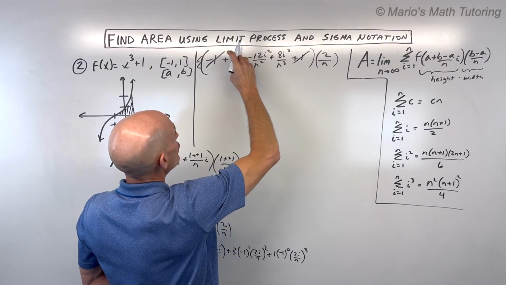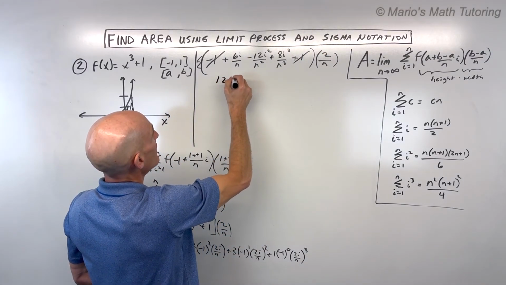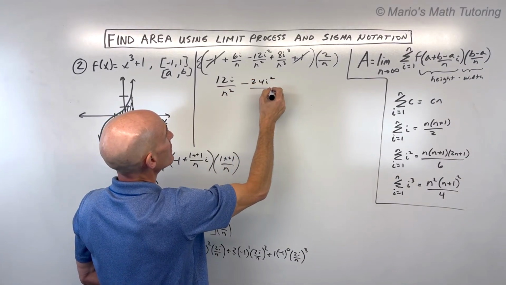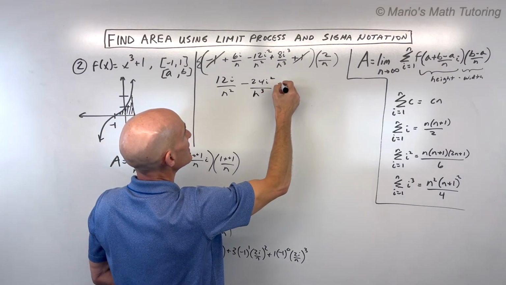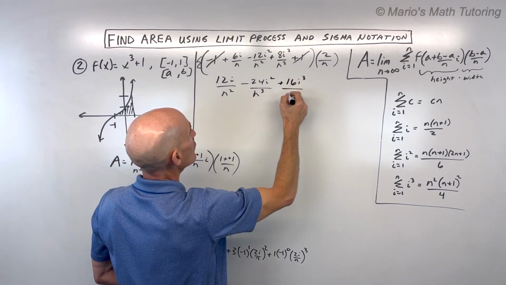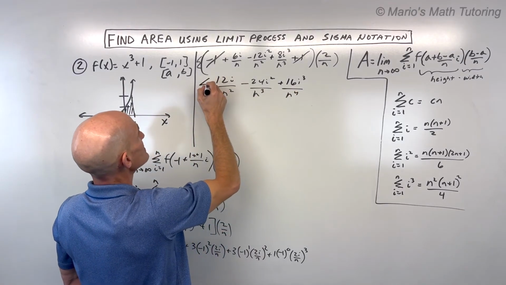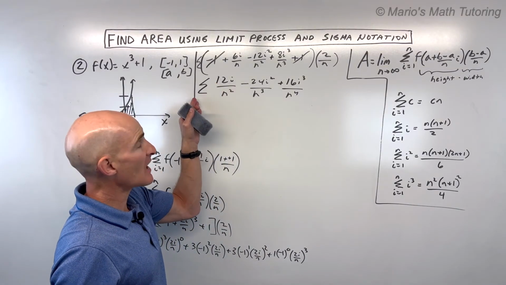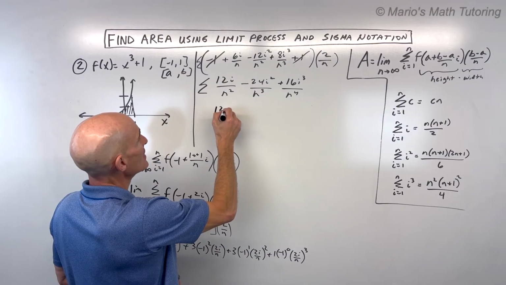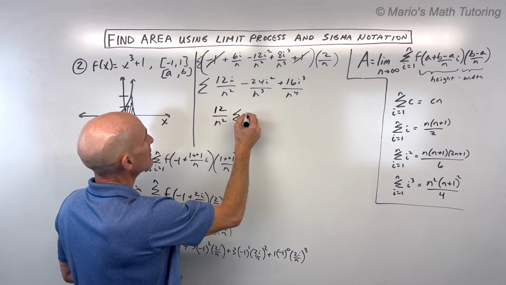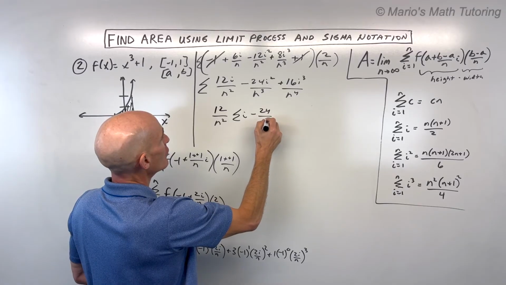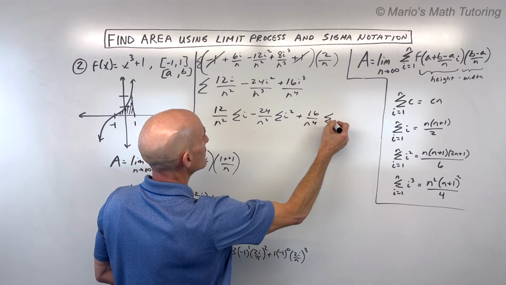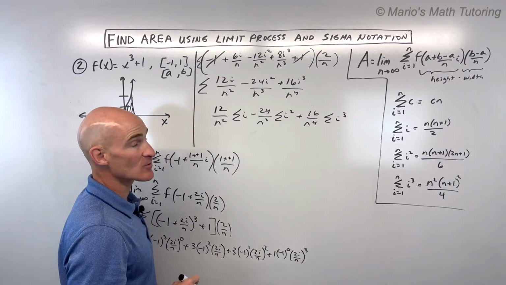I'm going to distribute the 2 over n, so that's going to give me 12i over n squared minus 24i squared over n cubed. You have to be careful with the arithmetic. 16i cubed over n to the fourth. And remember, this is a summation. Now remember, you can split these up into separate summations, and you can bring the constant in front of that sigma. So I'm going to write this as 12 over n squared i minus 24 over n cubed i squared plus 16 over n to the fourth i cubed. Okay, so that's what we're going to simplify.